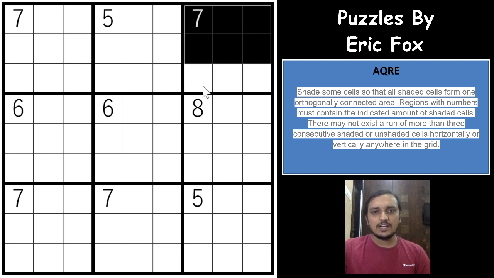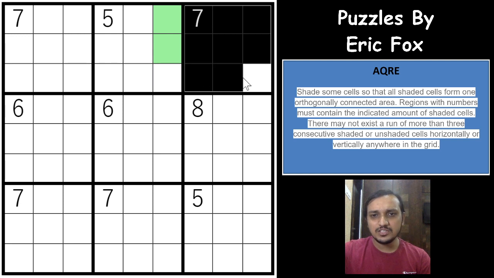Excellent logic, which means that these 2 cells will have to be unshaded. And now the other logic here is excellent again, because of the 8 you've got the 7 shaded, you've got the shaded cells in the 7 region, and now because of the 7 you will get shaded cells in the 8 region. Excellent, right?